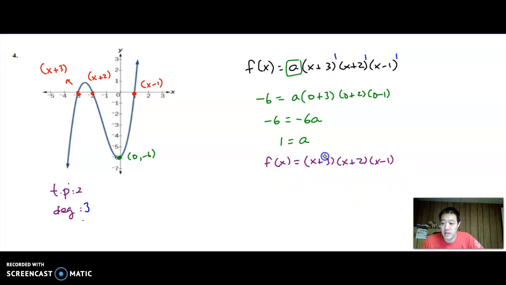It also makes sense that the degree is odd, and the leading coefficient a is positive. It was positive 1, and so that's why the end behavior is down up. So another thing to consider. Let me know if you have questions.